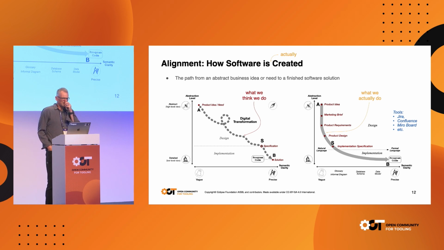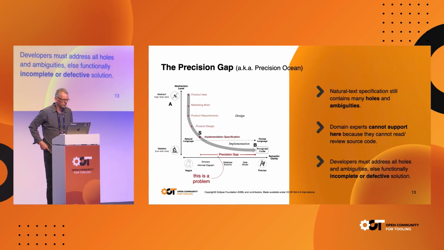So there's a problem with that: at point S, we throw it over the fence. We throw what we have over the fence and hope that the developers will sort out the mess that we still have in our heads or on paper and that they make it all work. That's what I call the precision gap.